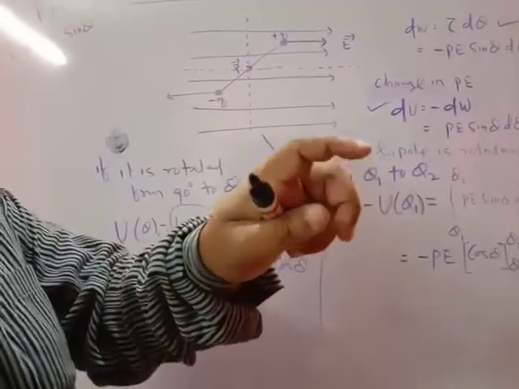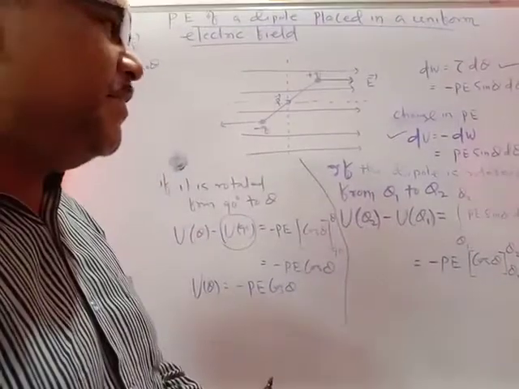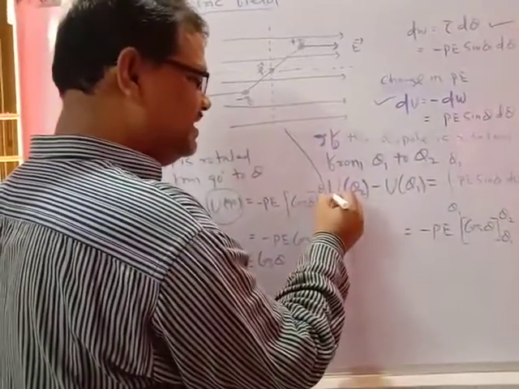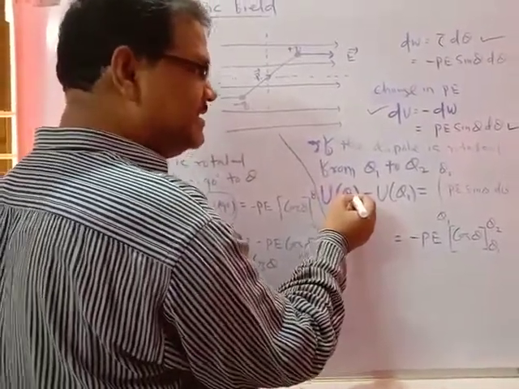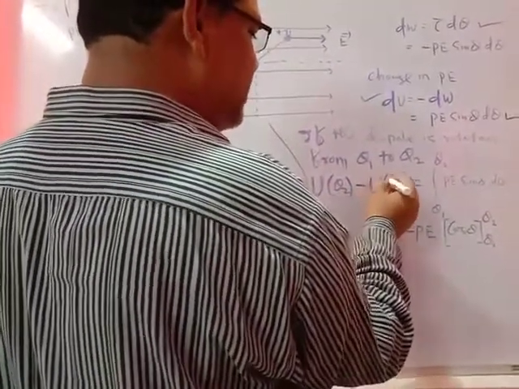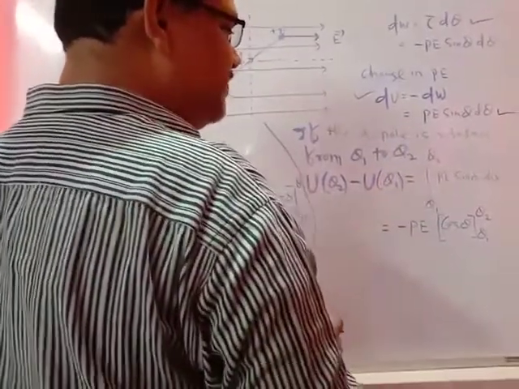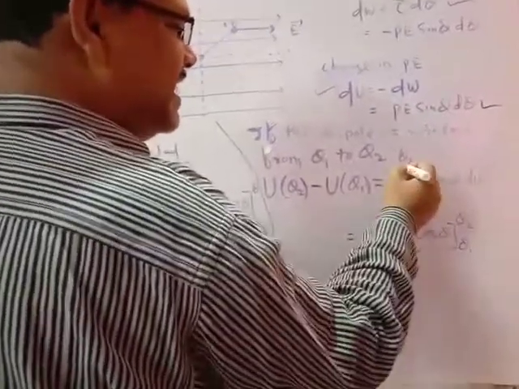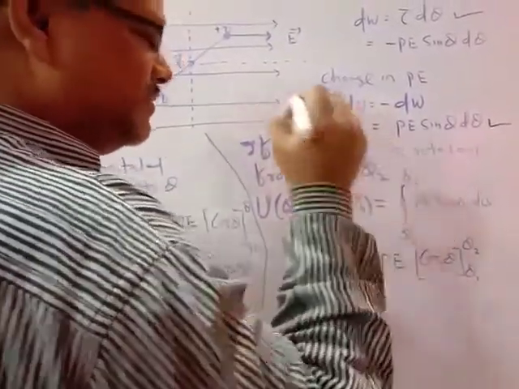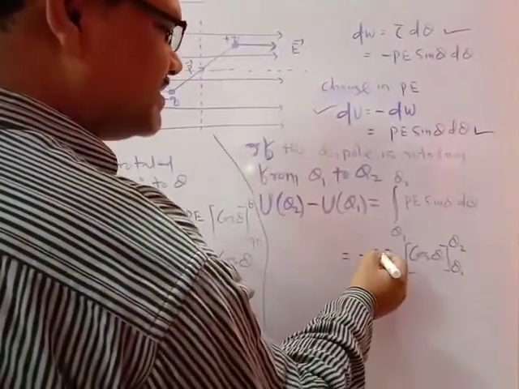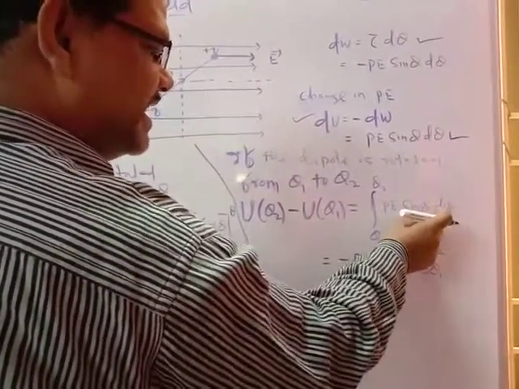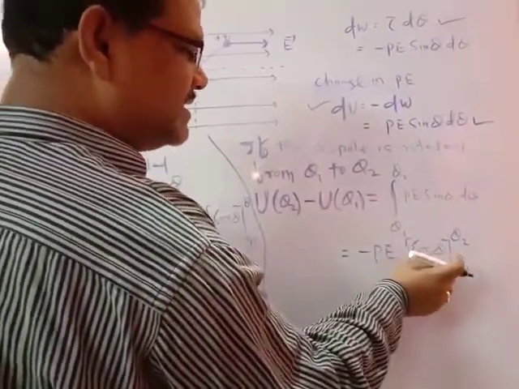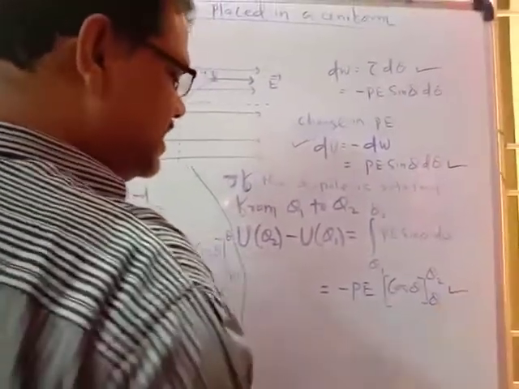If the dipole is rotated from theta 1 to theta 2, the change in potential energy, U(theta 2), the final potential energy, minus U(theta 1), the initial potential energy, is equal to the integral of PE sin theta d theta from theta 1 to theta 2. This equals minus PE cos theta, integrated from theta 1 to theta 2, because the integration of sin theta is minus cos theta.